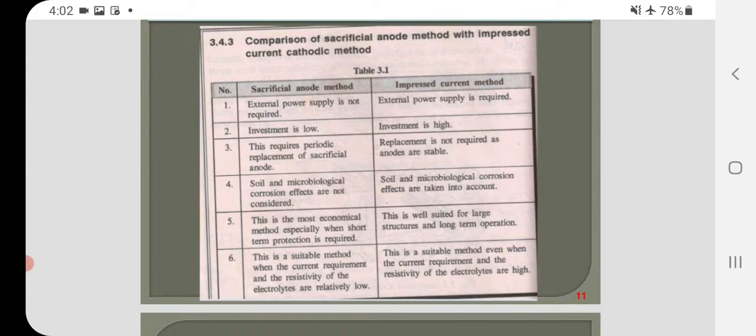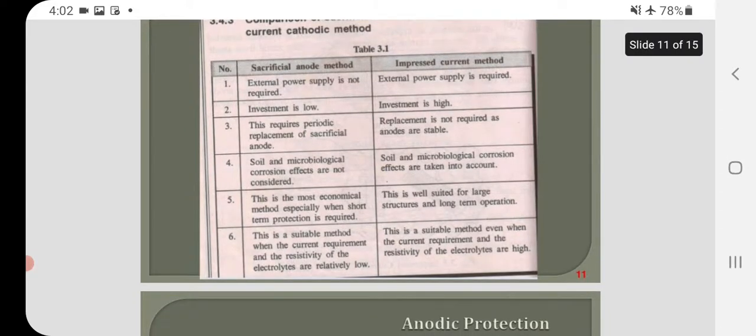In sacrificial anode, this requires periodic replacement of the sacrificial anode. In impressed current, replacement is not required as anodes are stable. In sacrificial anode, soil and biological corrosion effects are not considered. In impressed current, soil and microbiological corrosion effects are taken into account.